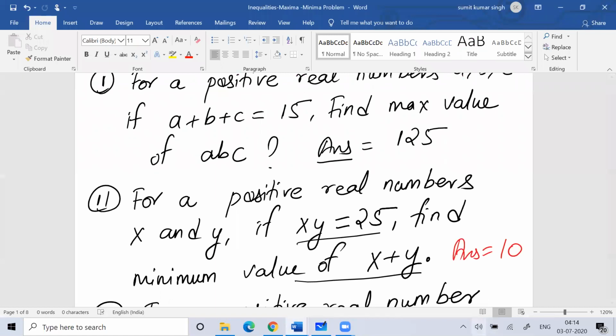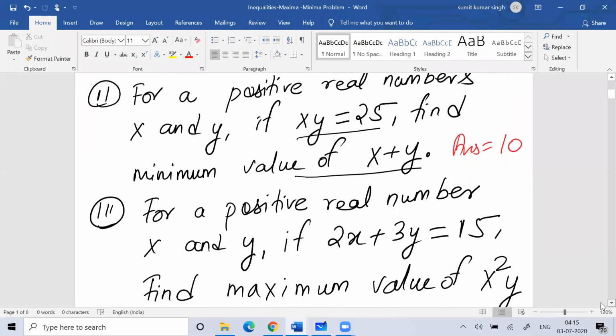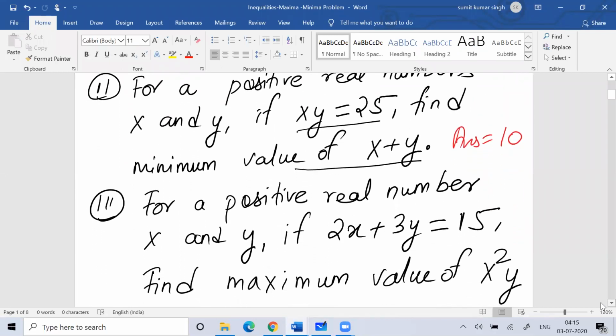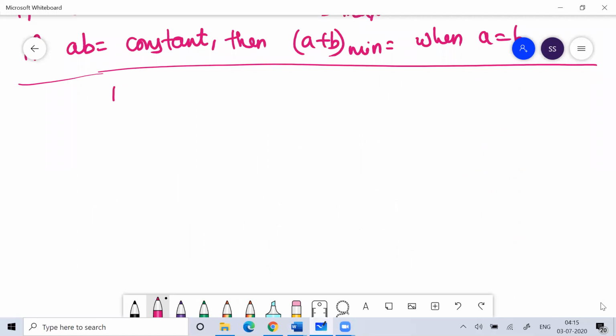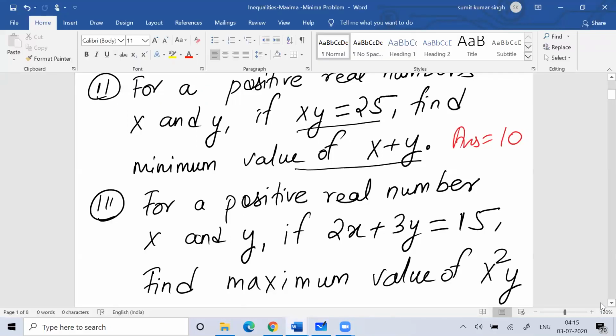Now going further, suppose I ask you this question. For positive real numbers x and y, if 2x plus 3y is equal to 15, find the maximum value of x square y. It is given that 2x plus 3y is 15, and you have to find the maximum value of x square y.